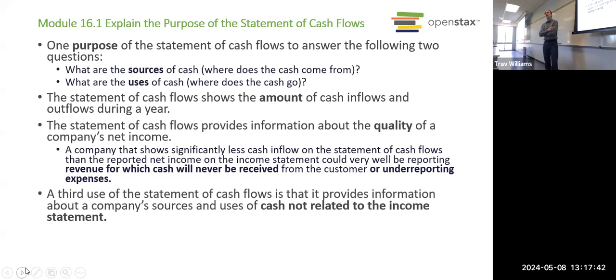So let's review, what is the purpose of the statement of cash flows? Why do we need a statement just about cash flows if we already know the profit or loss from the income statement? What's different about the income statement and the statement of cash flows? Does the income statement tell you how much cash you have? And why not? It tells you how much revenue you earn and how much expense you had. So why does it not tell you how much cash you have?